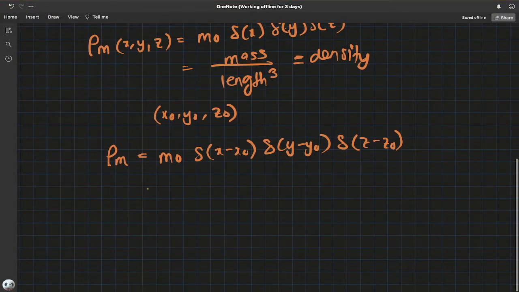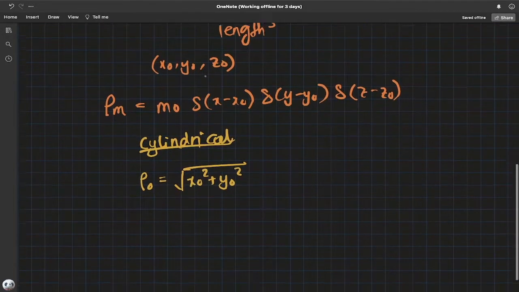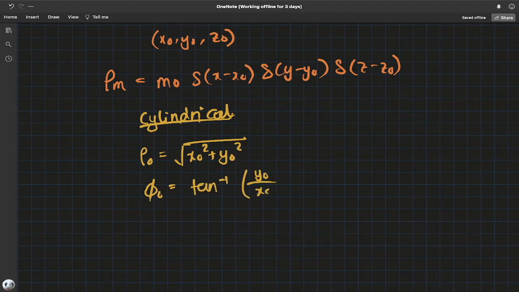Okay, let's talk about the cylindrical system. This is sort of an example. So rho naught is the square root of x naught squared plus y naught squared, again using the same x naught, y naught, z naught reference point as before. So we have a reference radius rho naught, a reference angle which will be given by inverse tangent of y naught over x naught, and z naught which is precisely z naught.